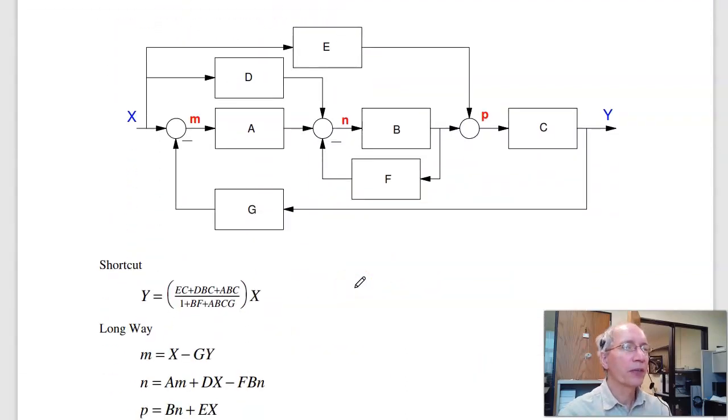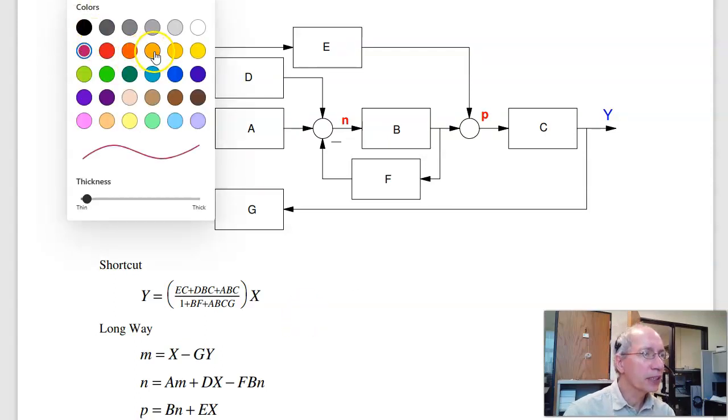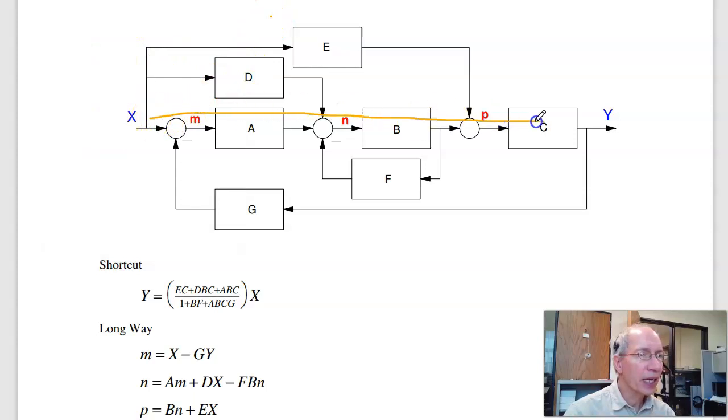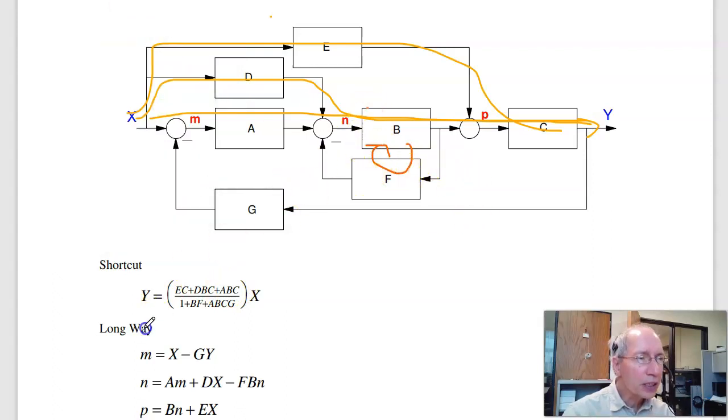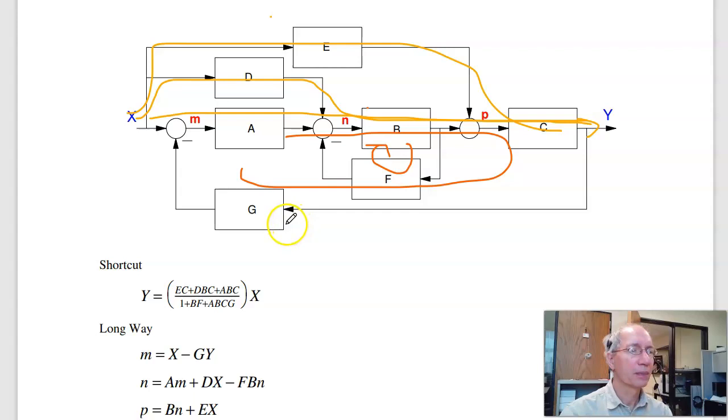Problem 2, find the transfer function from x to y. Again, using the shortcut, what I would do is, here's the path from x to y, A, B, C. That's one path. Here's another path, D, B, C. And here's another path, EC. So there's the numerator. The loop gains. Here's one loop. It's 1 plus the loop gains, BF. Here's another loop, A, B, C, G. That's it. So that'd be my answer using the shortcut.